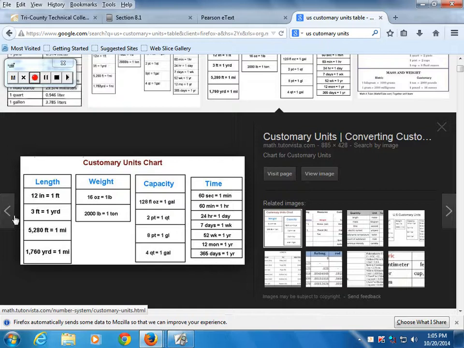I'm not going to spend a lot of time on this because you might have a weak area like I do. My weak area would be right here. My weak area is capacity, especially when you talk about the little cups and teaspoons and stuff like that.